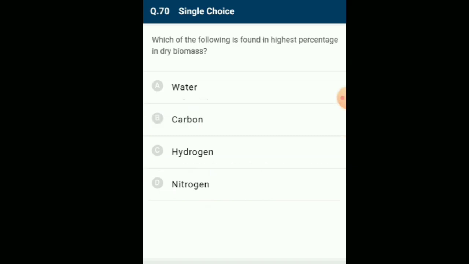Question number 70. Which of the following is found in the highest percentage in dry biomass? Dry weight of the organism is the weight after water is removed. Carbon constitutes around 49% of dry weight in an organism. Thus, it contributes maximally to the dry weight of the organism. Answer is option B, carbon.